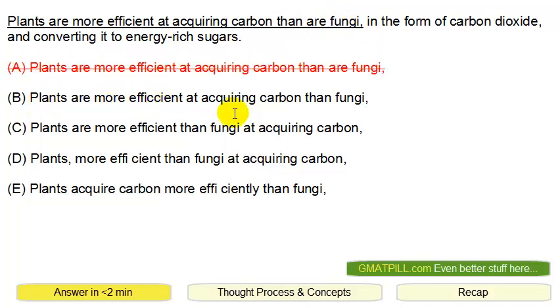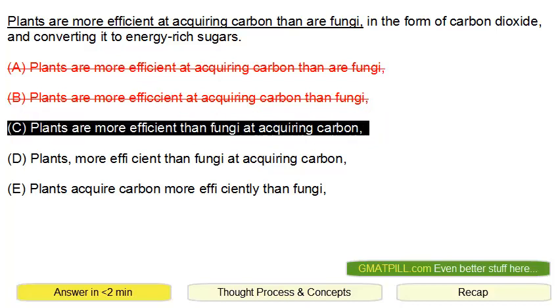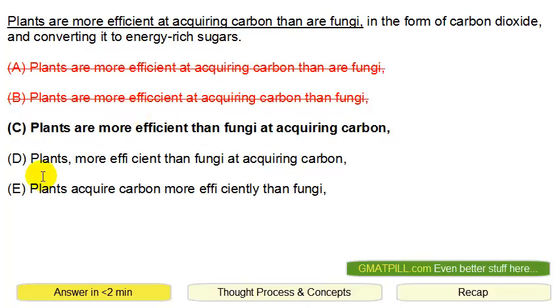Plants are more efficient at acquiring carbon than fungi. The same issue. Plants are more efficient than fungi at acquiring carbon. Alright, you're comparing plants and fungi and specifically their ability to acquire carbon. So C is correct. What about D and E?